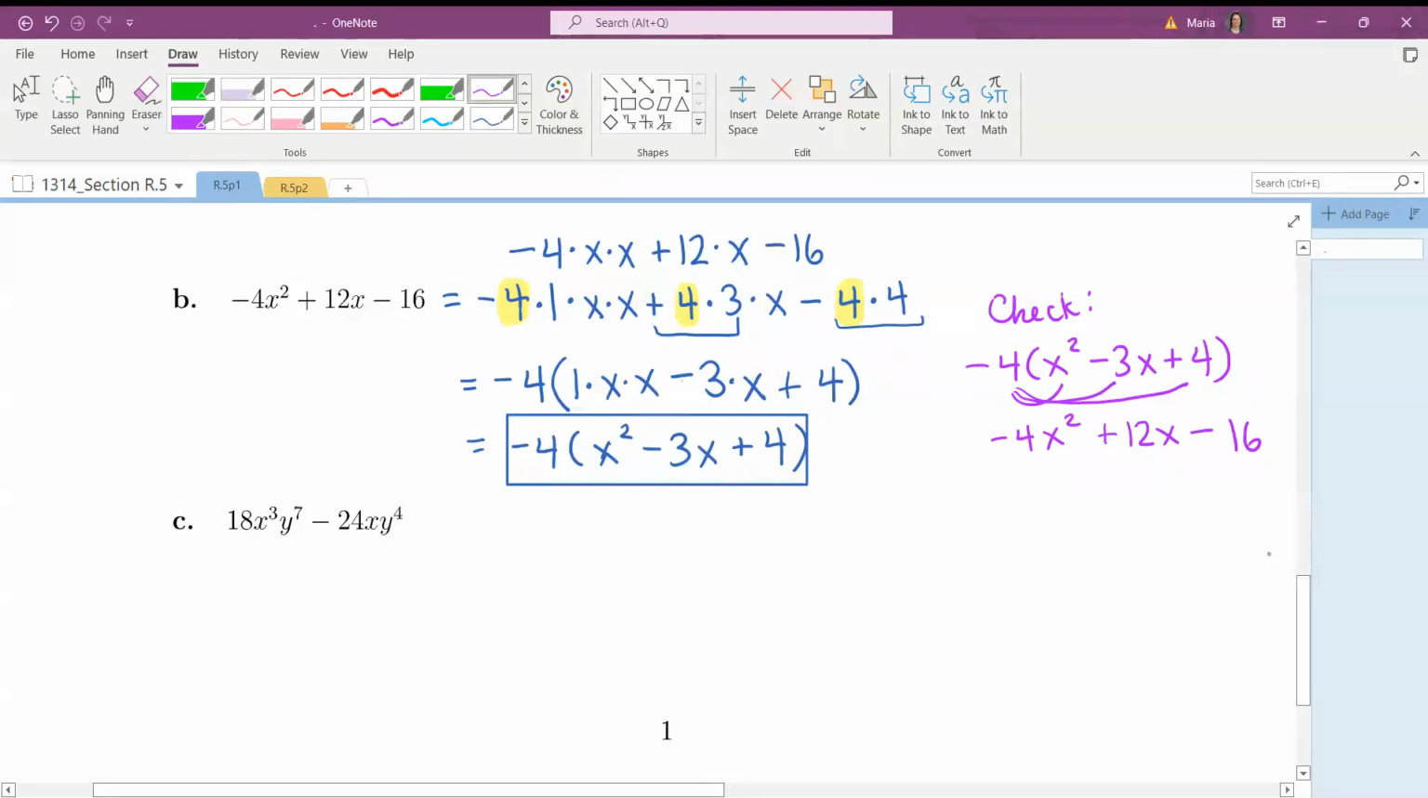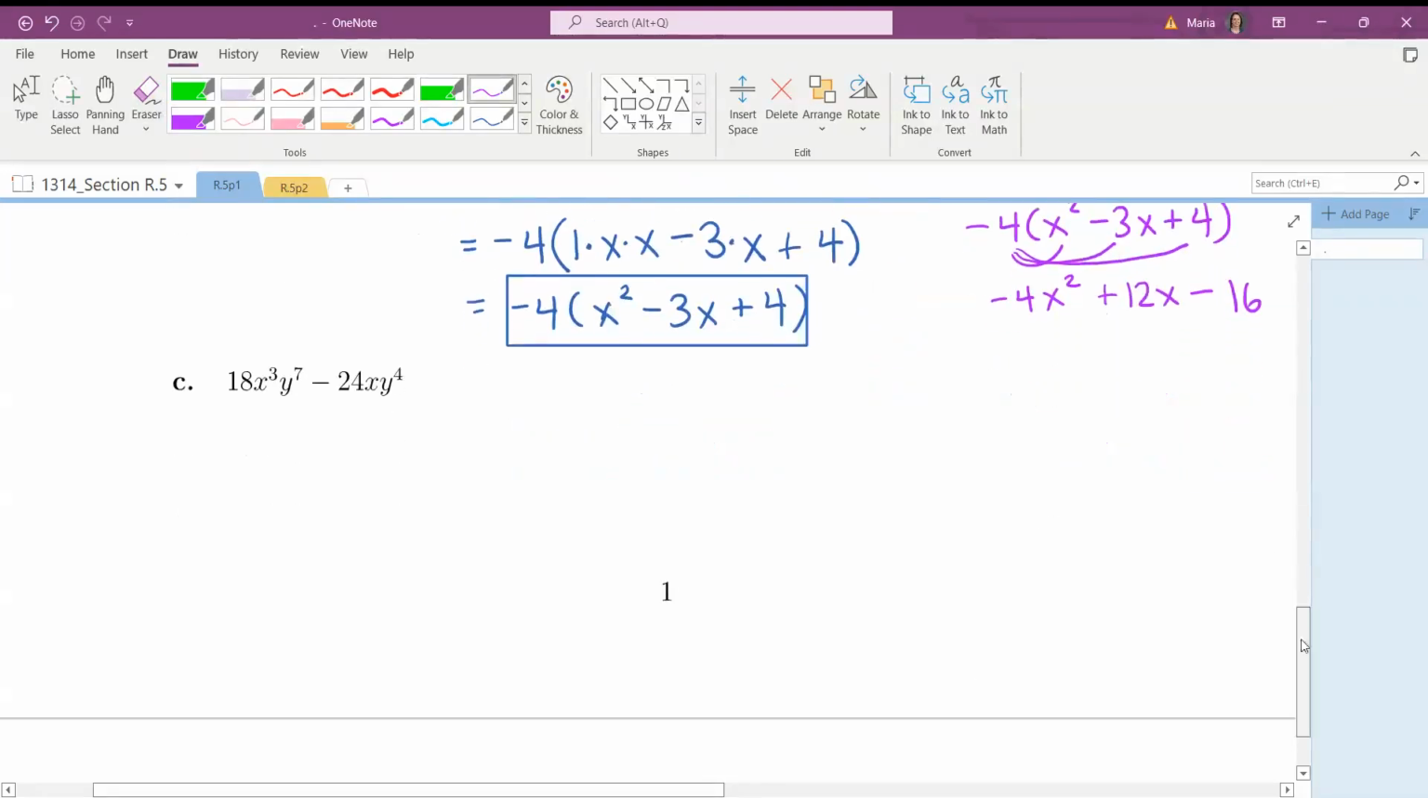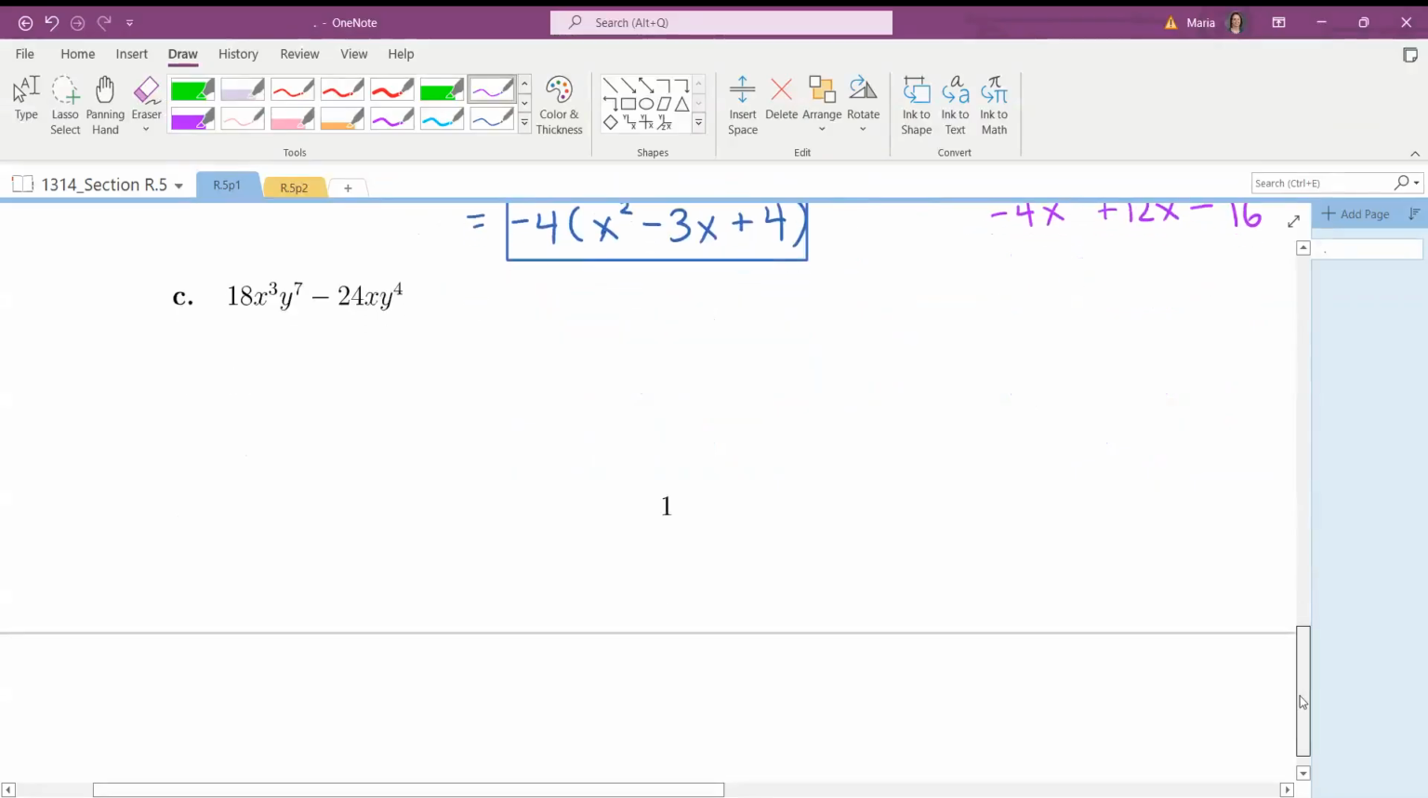All right, moving on to part C. This one is a little strange. This particular polynomial has 2 variables. I see an x and I see a y. Don't let that confuse you or frustrate you. We're going to treat them as separate variables. We're going to go ahead and break this down. Again, only do this if you need to.